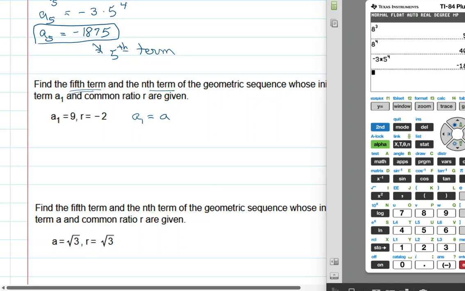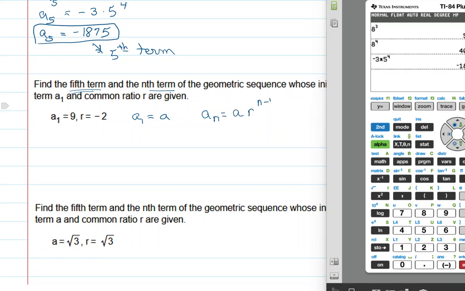All right. So we know A sub 1 is A in our formula of A sub N equals A times R to the N minus 1. All right. So in this case, I'm going to do our formula first. And I know that's the second entry in what you're working with. We have a 9 times a -2 to the N minus 1. And we want the fifth term.